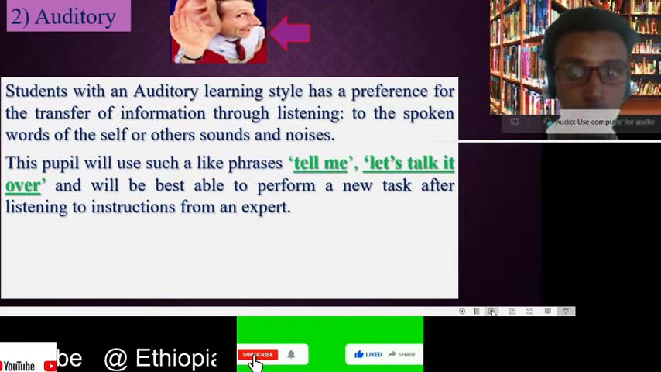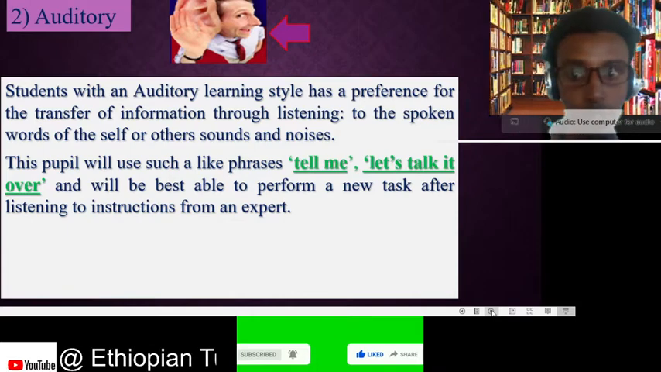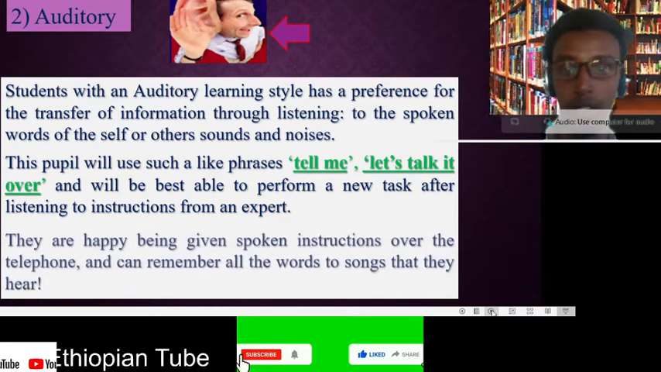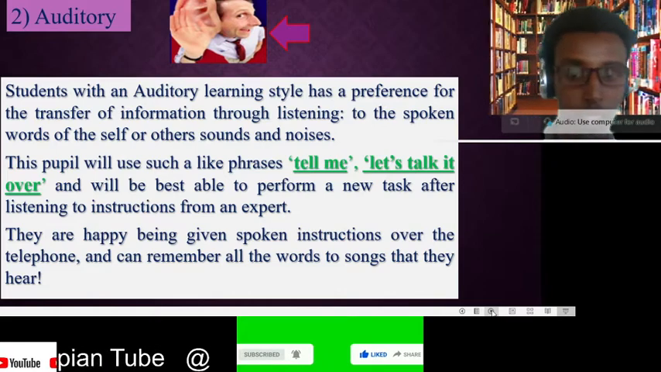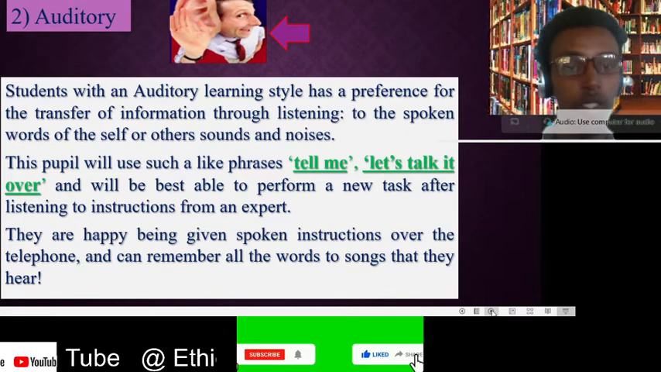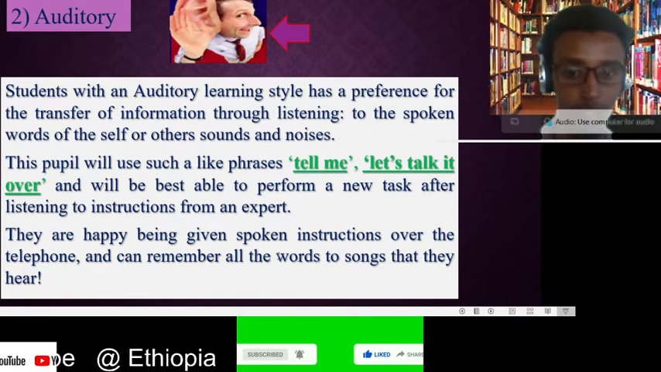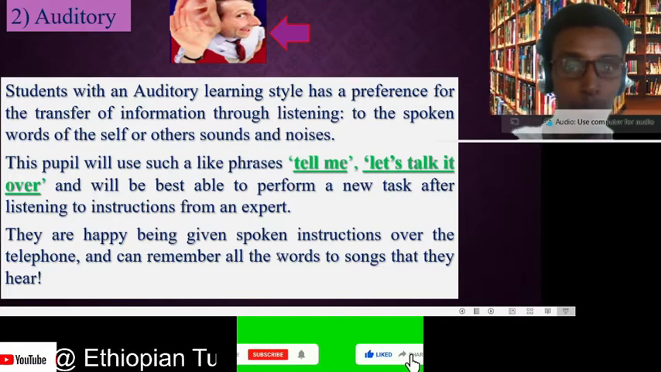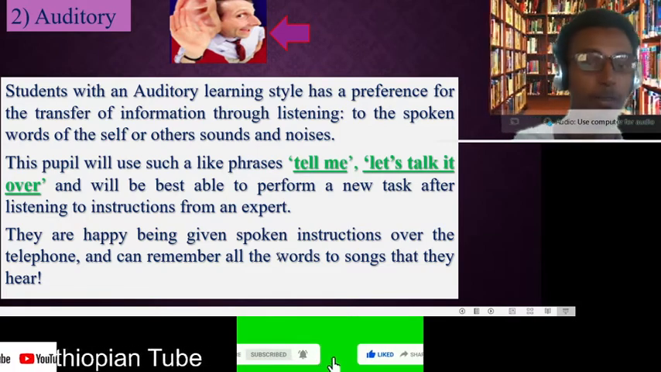This pupil will use phrases such as tell me, let's talk over it, and I will be best able to perform a new task after listening to instruction from an expert or from a teacher. They are happy being given spoken instructions over the telephone and can remember all the words to songs that they hear. To make it elaborate, auditory learners are most successful when they are given the opportunity to hear information presented to them in vocal speech.